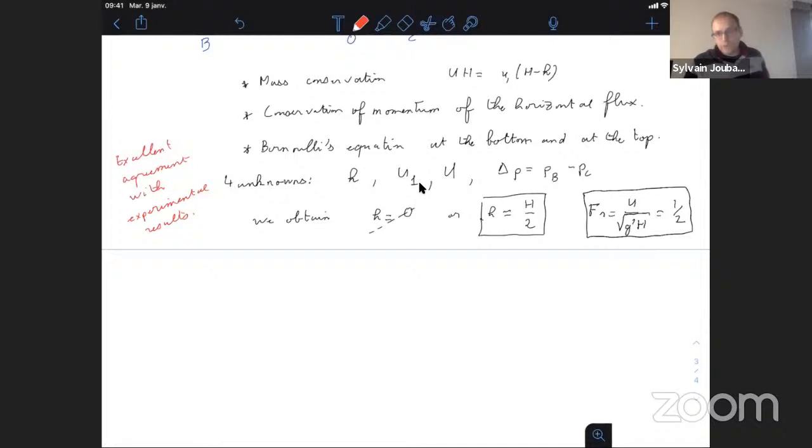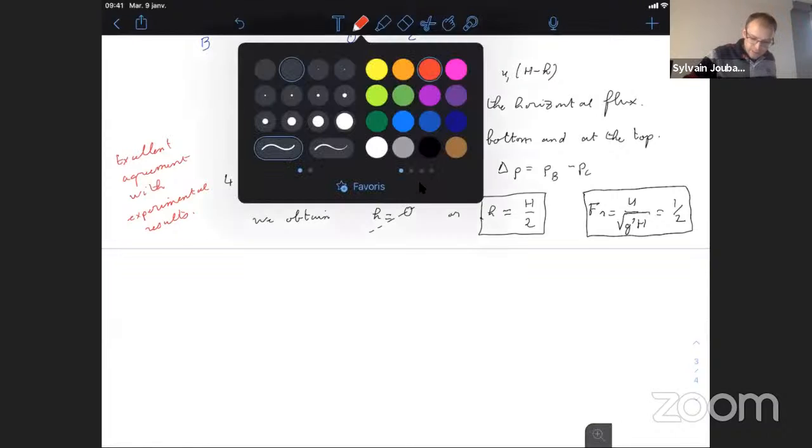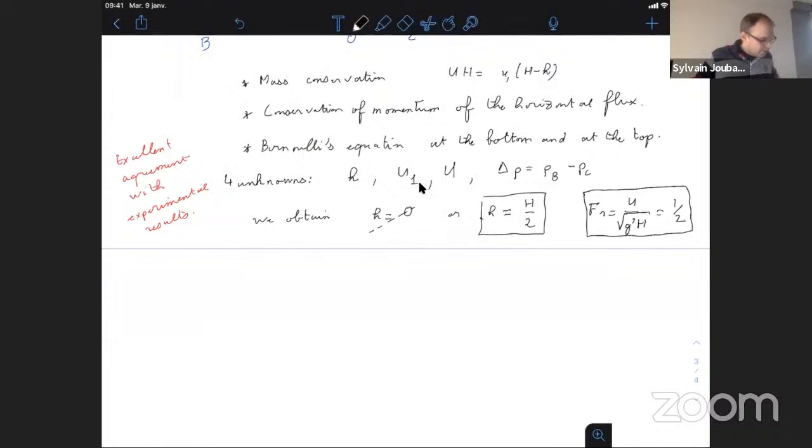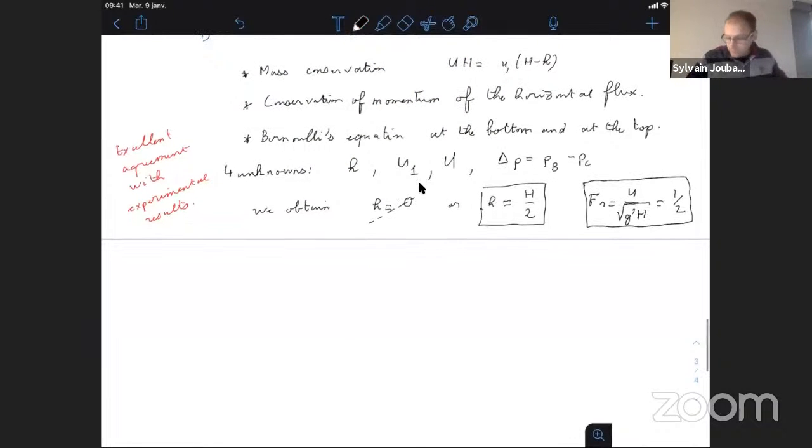Of course, this is not always the case. Viscosity can matter. If you have a large density difference, it can also change things. But in a simple system with salt, you have this kind of behavior. So that's a very simple system, and you can calculate completely the gravity current, and you have something simple.